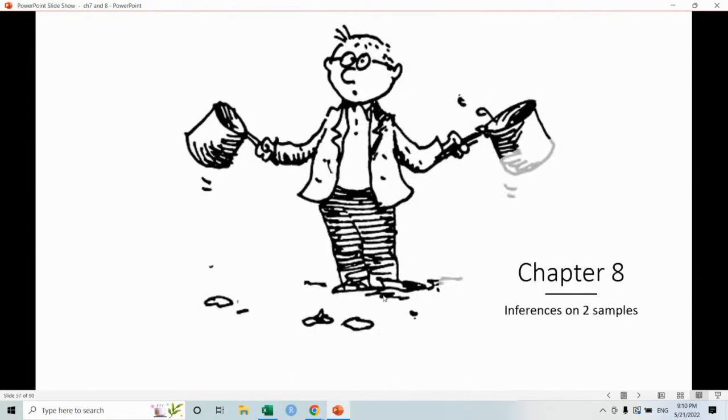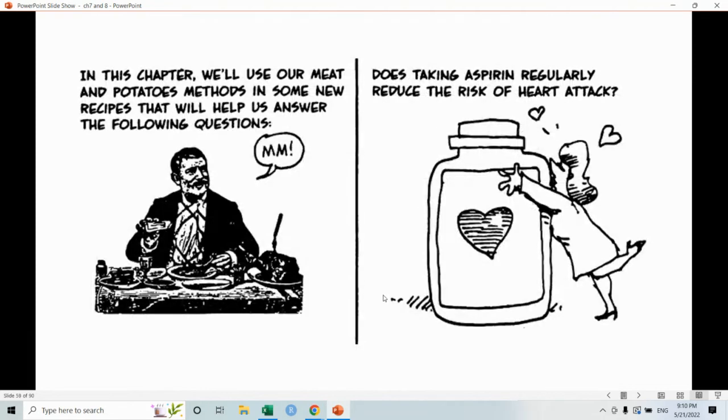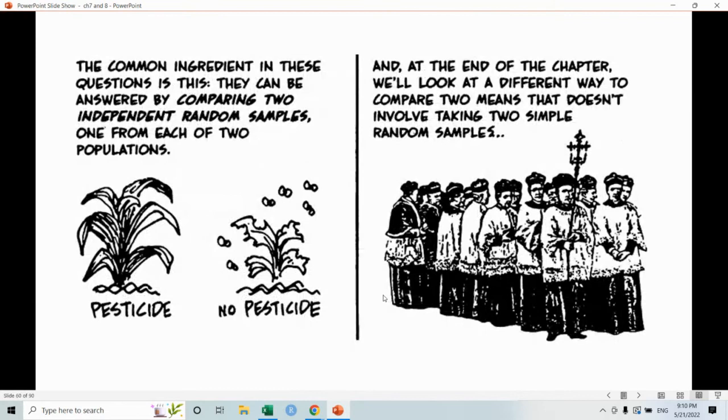All right, Chapter 8, Inferences on 2 samples. Does a particular pesticide increase the yield of corn per acre? Do men and women in the same occupation have different salaries? In this chapter, we'll use our meat and potatoes methods and some new recipes that will help us answer the following questions. Does taking aspirin regularly reduce the risk of a heart attack? A common ingredient in these questions is this. They can be answered by comparing 2 independent random samples, one from each of the 2 populations, the use of pesticides and no pesticides. And at the end of the chapter, we'll look at different ways to compare 2 means that doesn't involve taking 2 simple random samples.